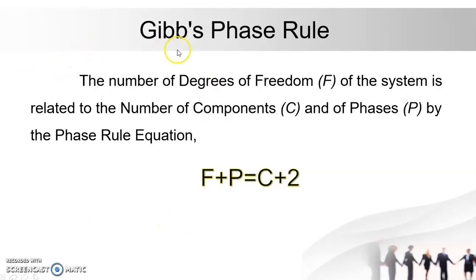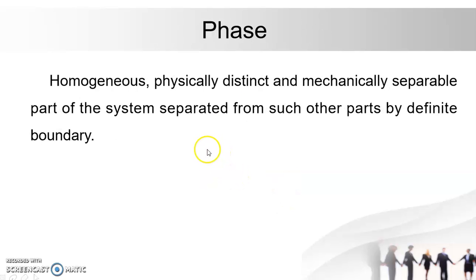To get more idea about this Gibbs phase rule, we must understand the terms involved in this phase rule. That is, what is P, what is F, what is C. Actually, P represents the number of phases in equilibrium, C is the number of components present in the system, and F is the degree of freedom for the equilibrium. Okay, so we'll learn what is F, what is P and what is C one by one. Okay, so first is phase.